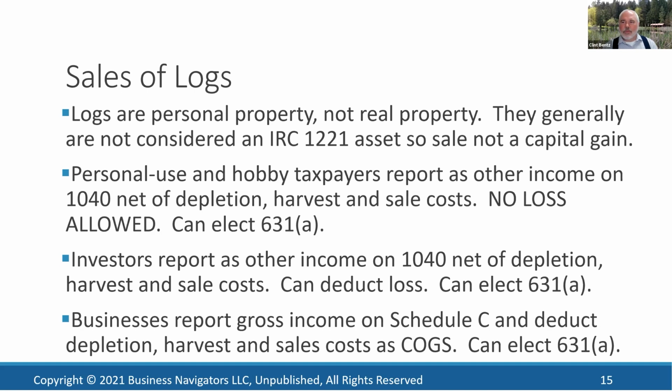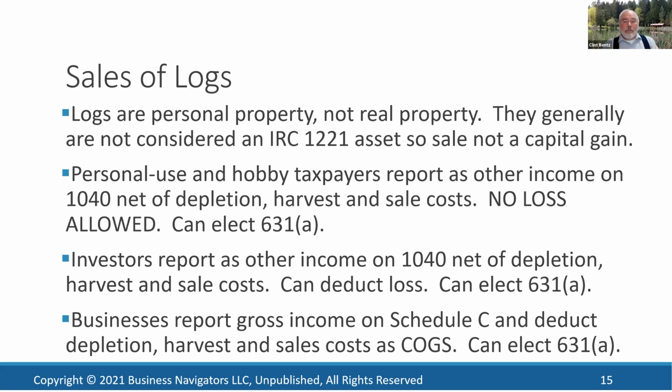And so if it's personal use, if you're cutting trees on your residence, or it gets treated as a hobby, then you report this as other income on the front page of the 1040, net of your depletion, your harvest costs, and your sale costs. If it's personal use or hobby, you cannot deduct a loss. And so if what you get for the logs is less than your depletion, harvest, and sale costs, basically the loss is limited to zero.